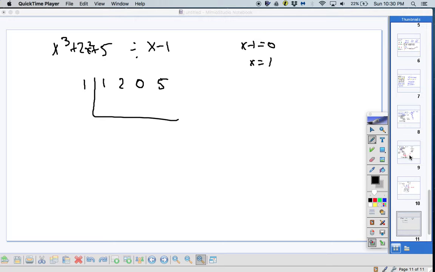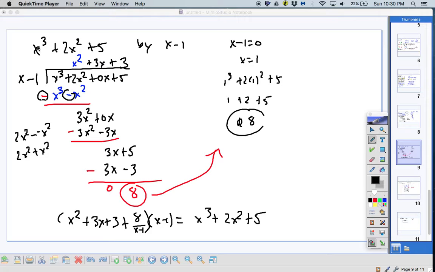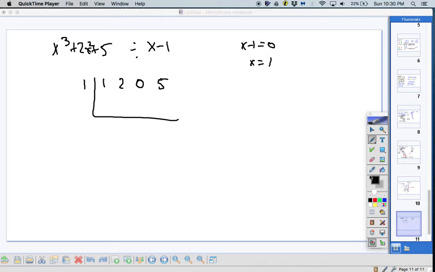And I want to make sure one last time I have the numbers right. So we got 1, 0, 2, and 5. Okay, so we have the same problem. And then we're going to use our new method, which means that we're going to start taking our numbers and going with it. So the first number drops down as the number 1. And then we multiply. 1 times 1 is 1. Add, straight up and down. 2 plus 1 is 3. Multiply. This number 3 times the 1 is also 3. Add. 0 plus 3 is 3. Multiply. 3 times 1 is 3. Add. 5 plus 3 is 8. So this says that our remainder right here is 8.